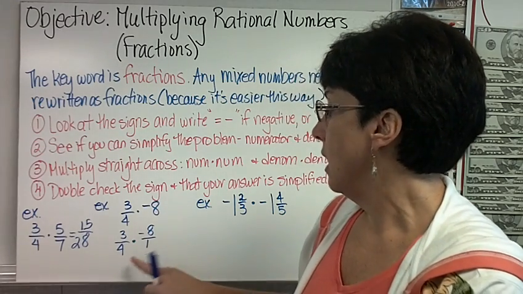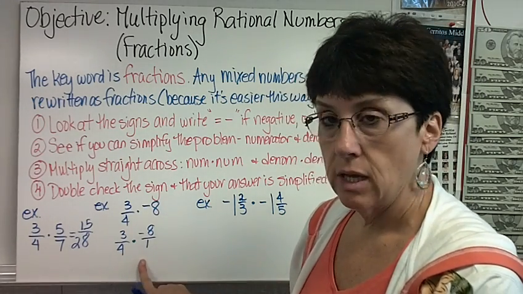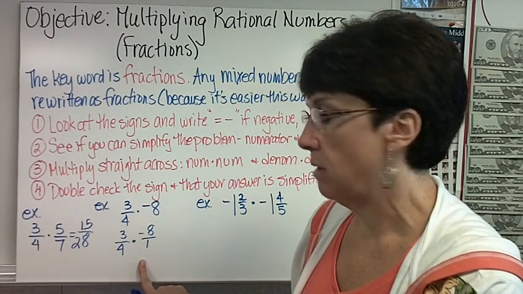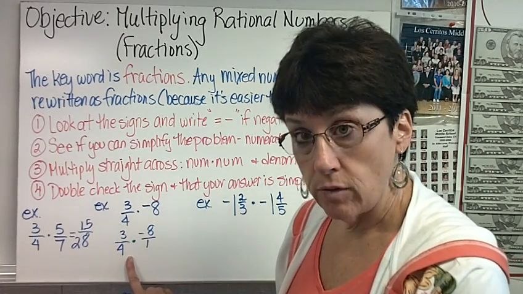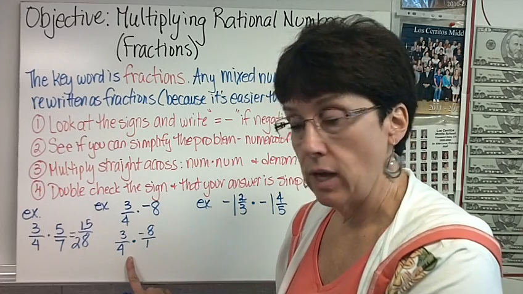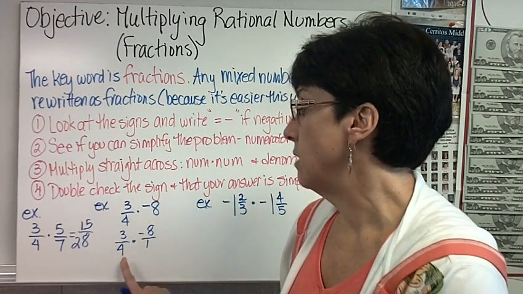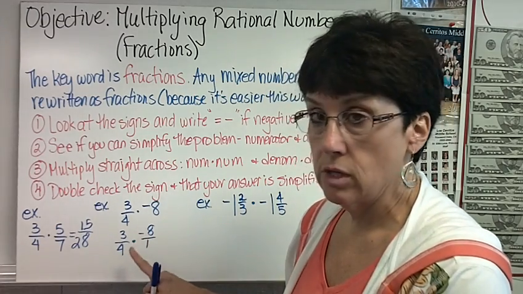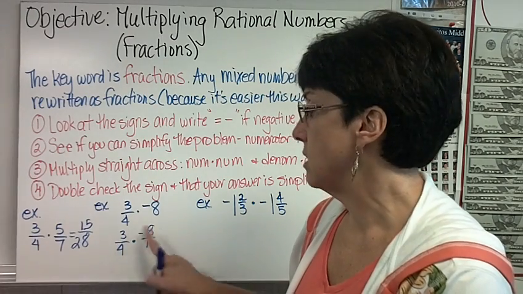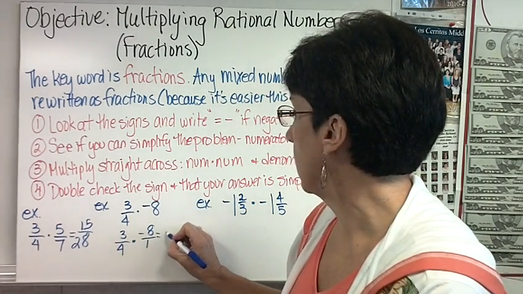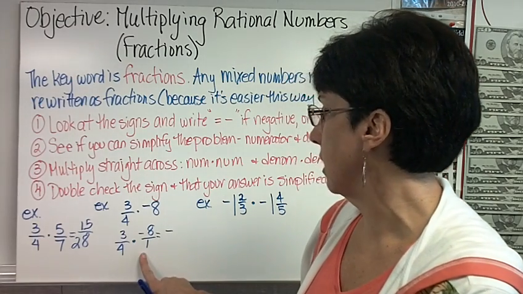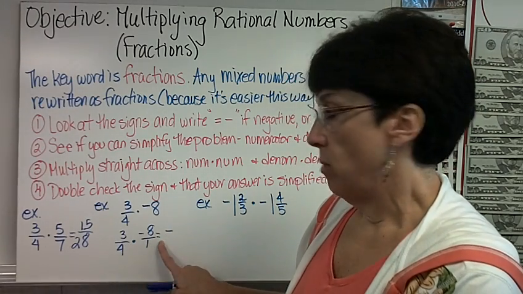So I'm going to write -8 over 1 because any whole number can be made into a fraction by putting it over 1. Now I'm going to look at my problem and say, is this answer going to be positive or negative? Remember, the rules for positive and negative are different for multiplying and dividing than they are for adding and subtracting. For multiplying and dividing, if the signs are different, the answer is negative. If the signs are the same, the answer is positive. So this is going to be negative because this is a positive and that's a negative. So I wrote my equals negative.